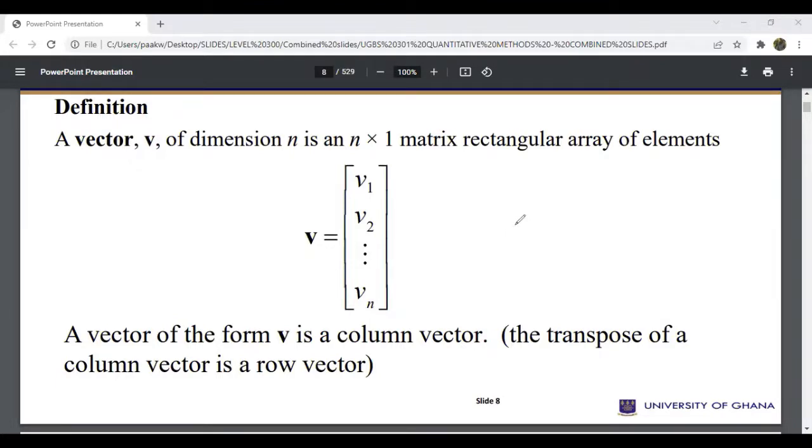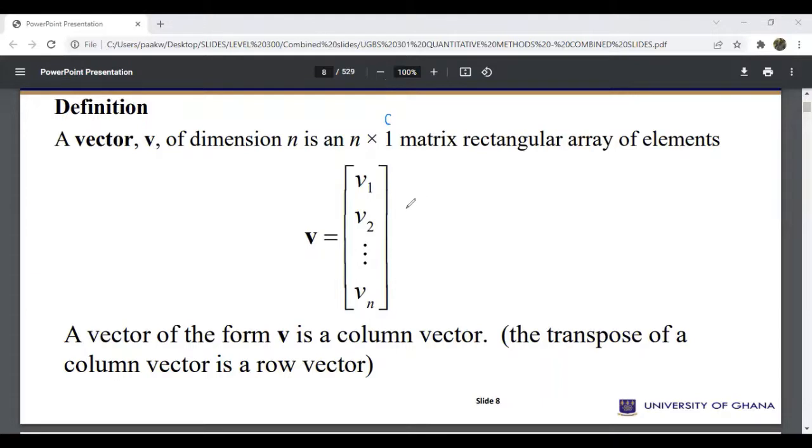We are saying the vector is a special form of a matrix. So the vector is like a rectangular array of elements, but it has only one column, and a number of rows. The number of rows can be 2, it can be 3, it can be 4, and so on. You get it?